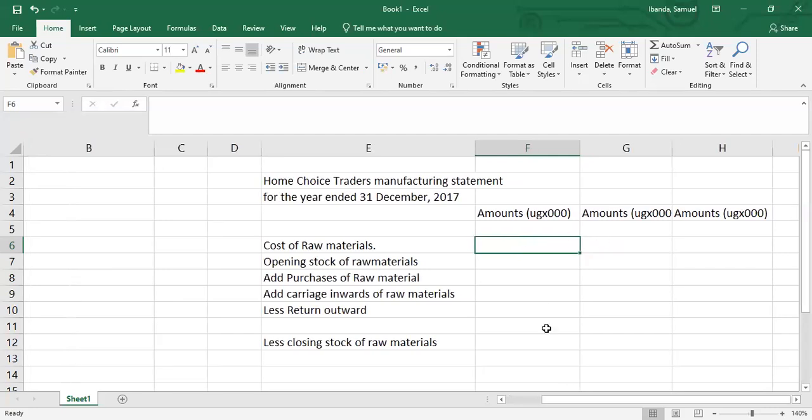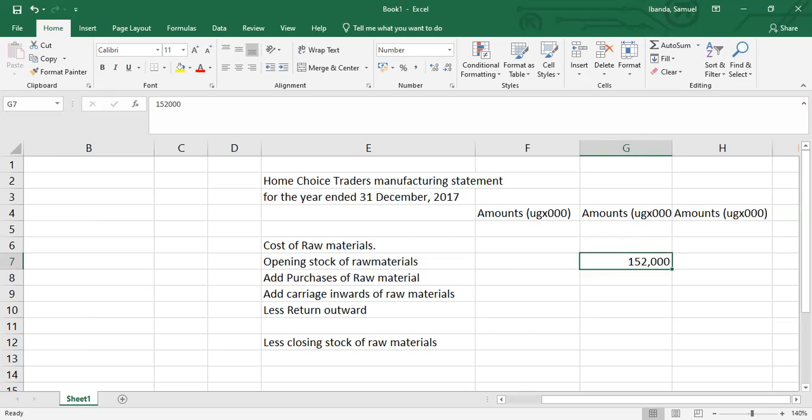So let's say maybe I may choose to put it in the last column. Okay, maybe in this column, we put it here. So I'll put the 152 right there, as my opening stock of raw materials. Let me put it under this row.